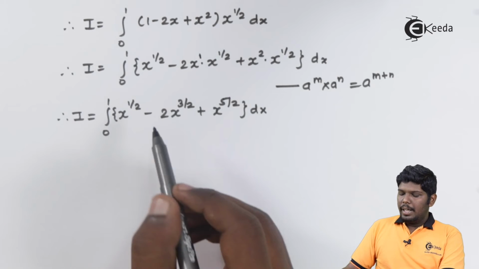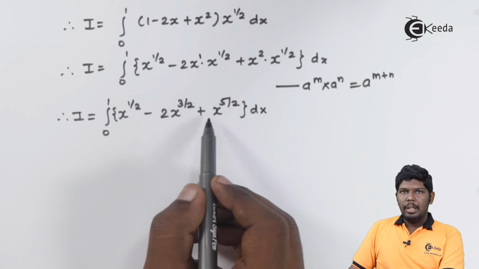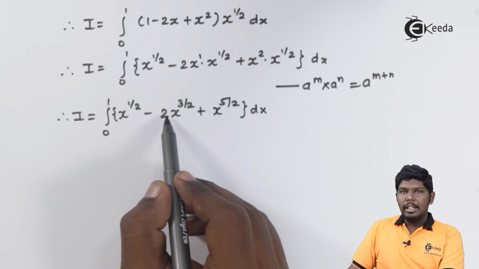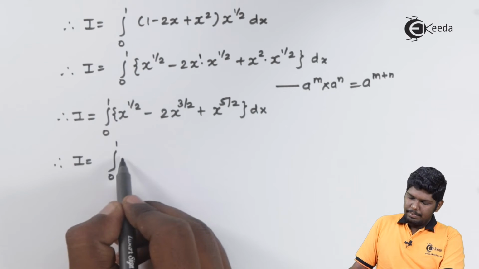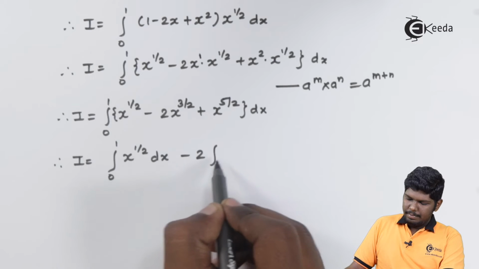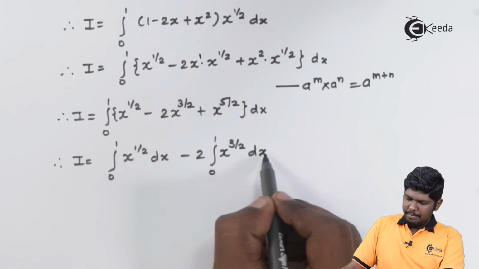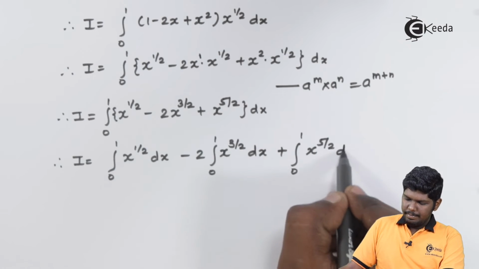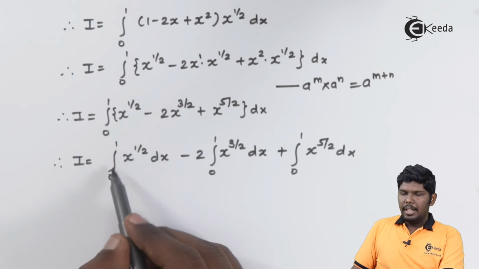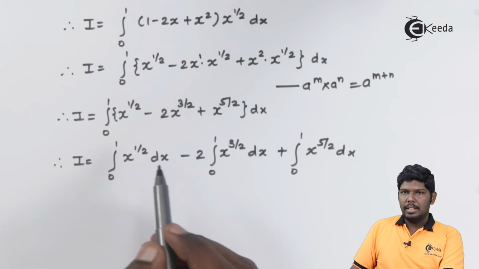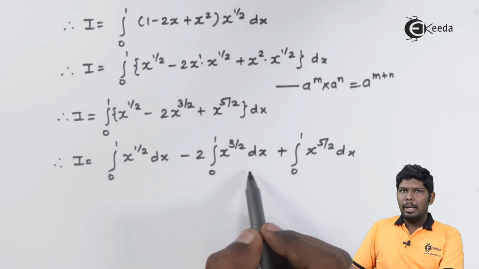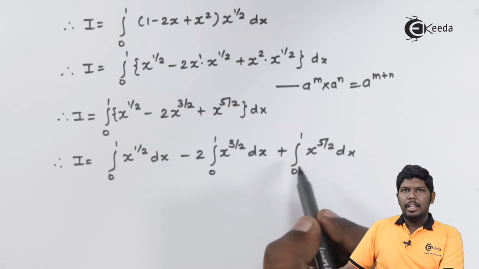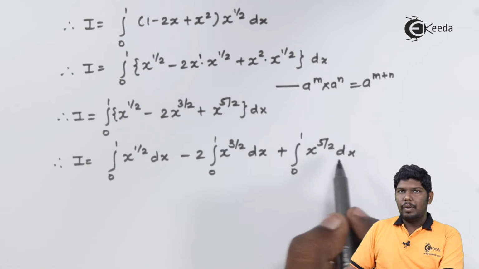Now let us separate the integral to each of the term, and at the same time let us take this constant outside the integral. This will give you integral 0 to 1 x raised to half dx minus 2 integral 0 to 1 x raised to 3 by 2 dx plus integral 0 to 1 x raised to 5 by 2 dx.